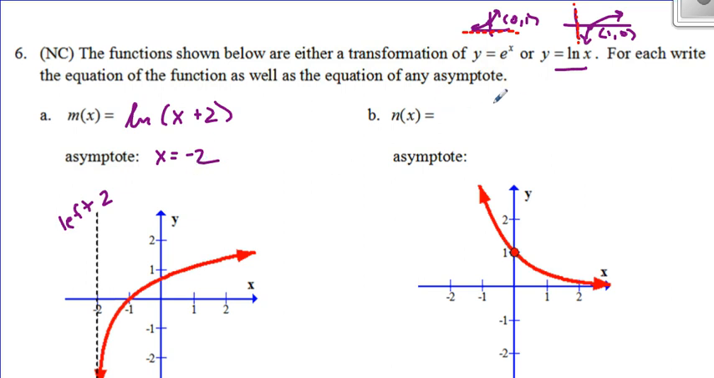In this next graph, I can see that the parent is going to be e to the x. The original function looked like this. So I actually flipped over the y-axis, which means that the negative goes up here with x. So n of x equals e to the -x. And my asymptote never changed. My asymptote is right here at y equals 0.